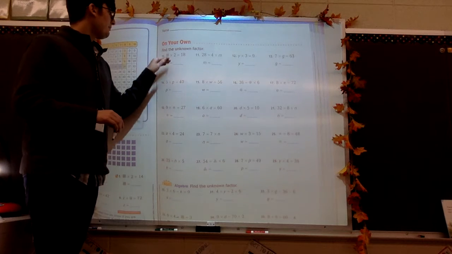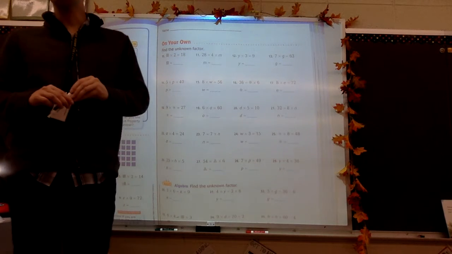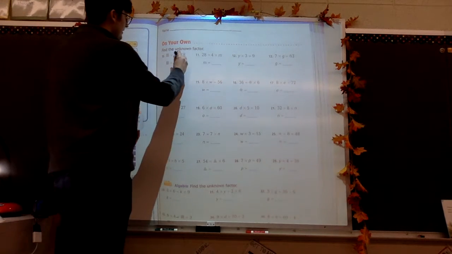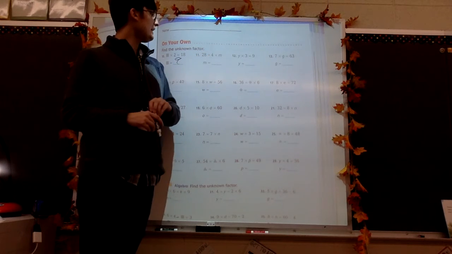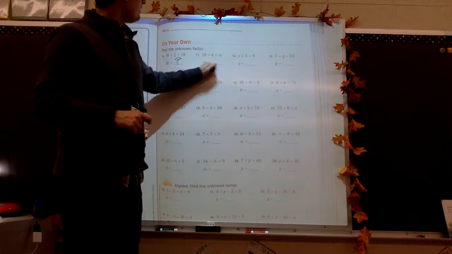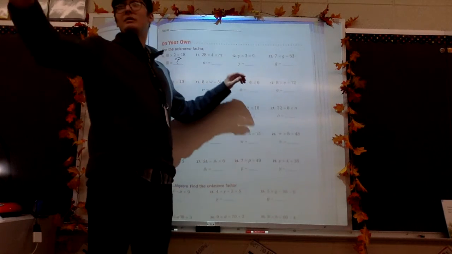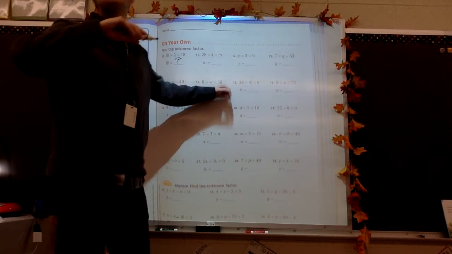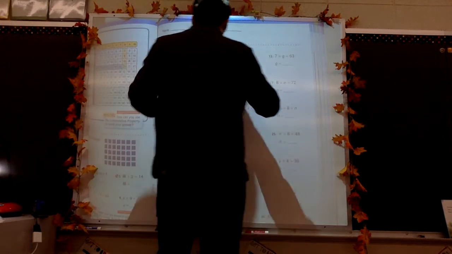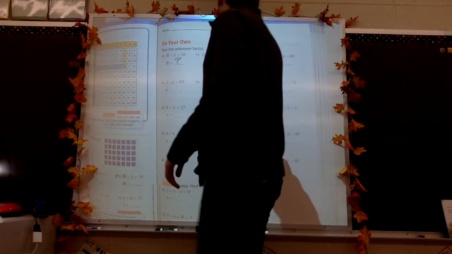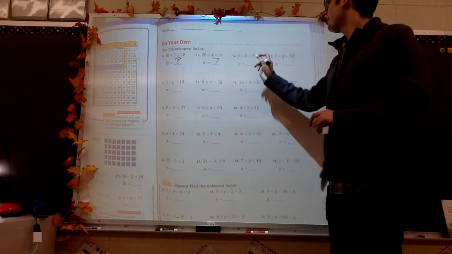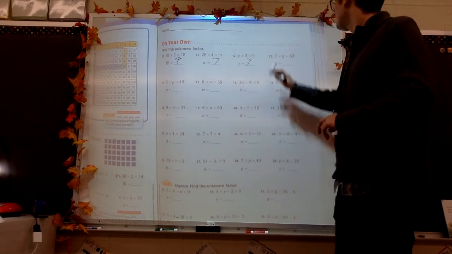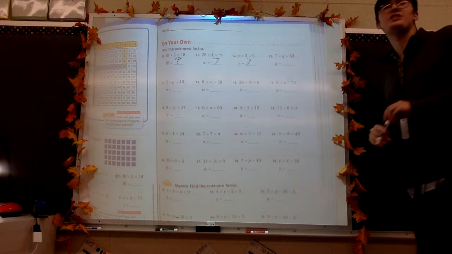Number 10, we have blank times 2 equals 18, and that would be 9. For 11, 28 equals 4 times m. That would be, let me do some math real quick here, 7. Y times 3 equals 9. That's 3. 7 times g equals 63.